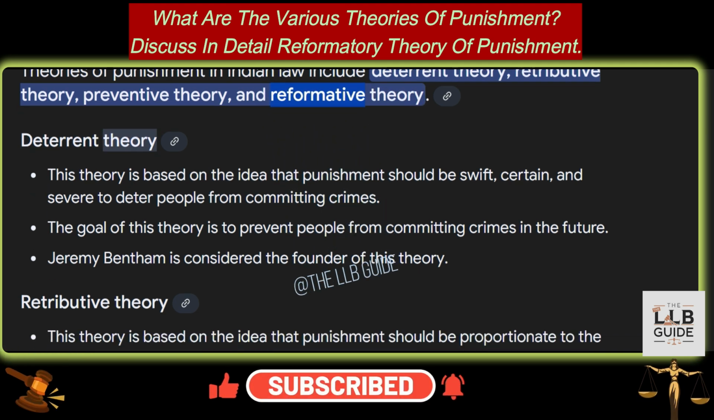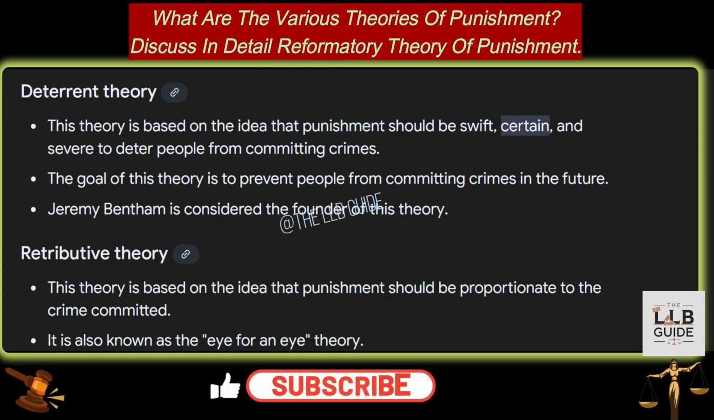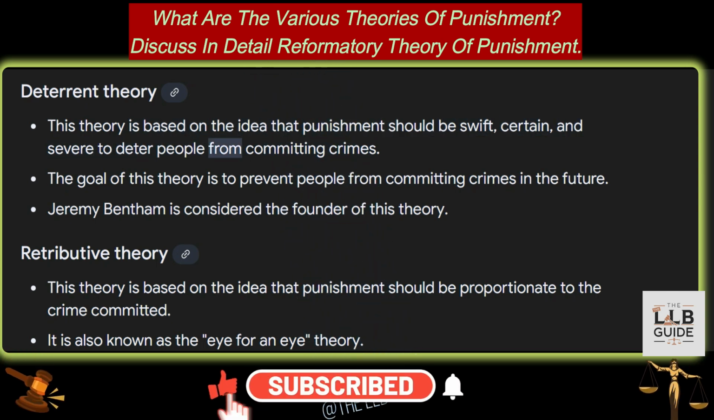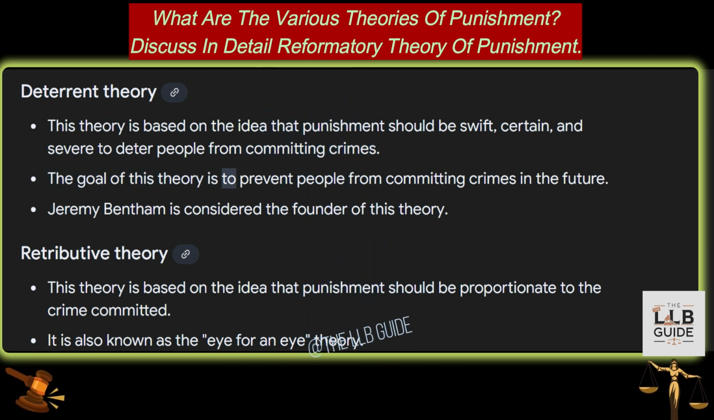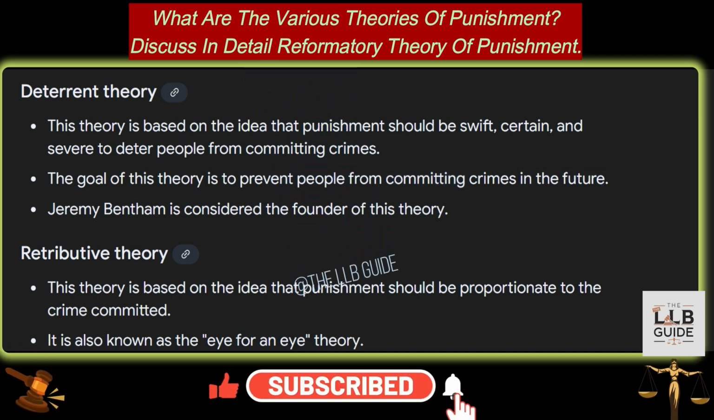Deterrent Theory. 1. This theory is based on the idea that punishment should be swift, certain, and severe to deter people from committing crimes. 2. The goal of this theory is to prevent people from committing crimes in the future. And 3. Jeremy Bentham is considered the founder of this theory.